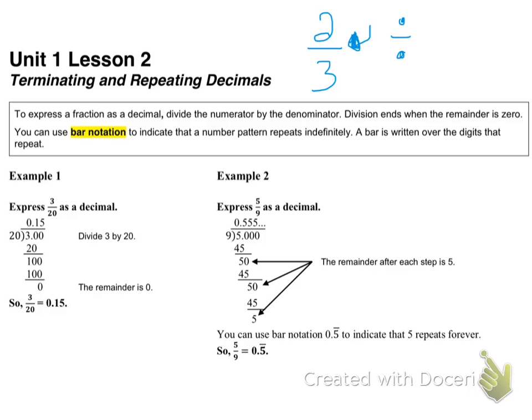So remember that when you divide, the division ends when the remainder is 0. So when you're dividing, the way that you know that the division has ended is when the remainder is 0. Now, if that doesn't happen and you end up with a repeating digit or a series of repeating digits, then you can use something called bar notation to indicate that repeating pattern. So let's just go ahead and jump in and look at this first example.